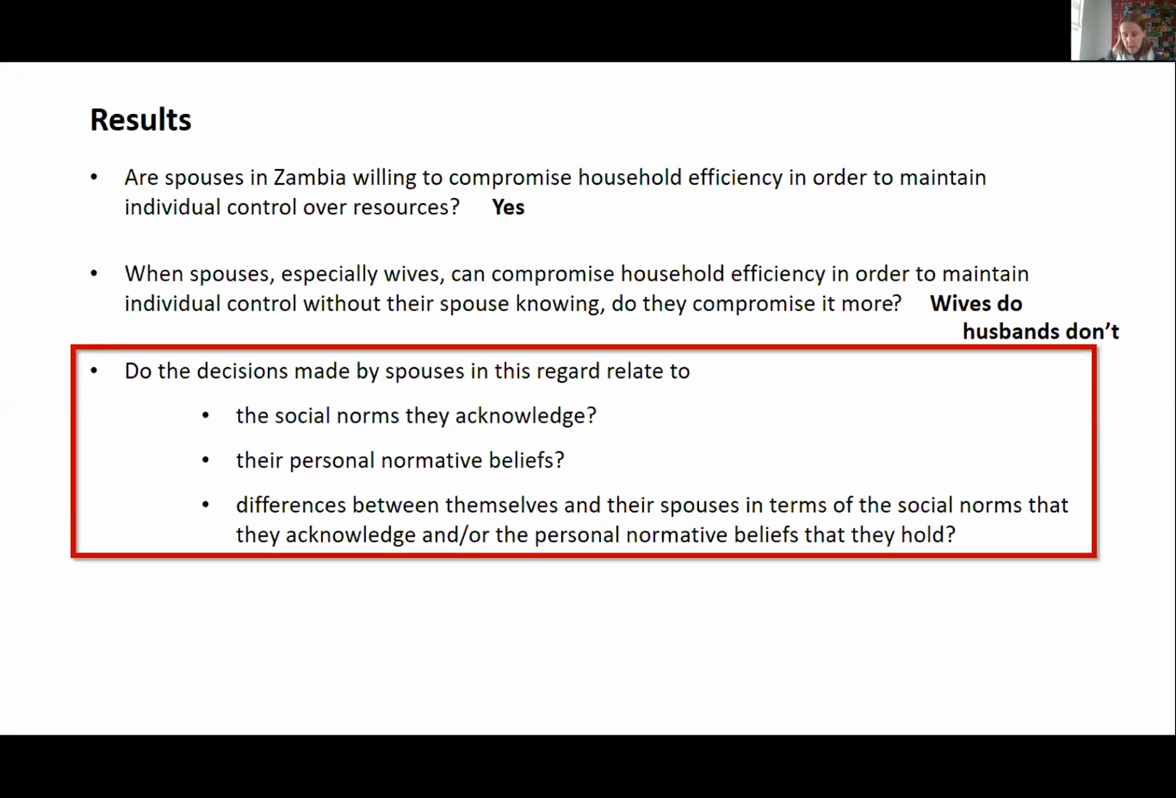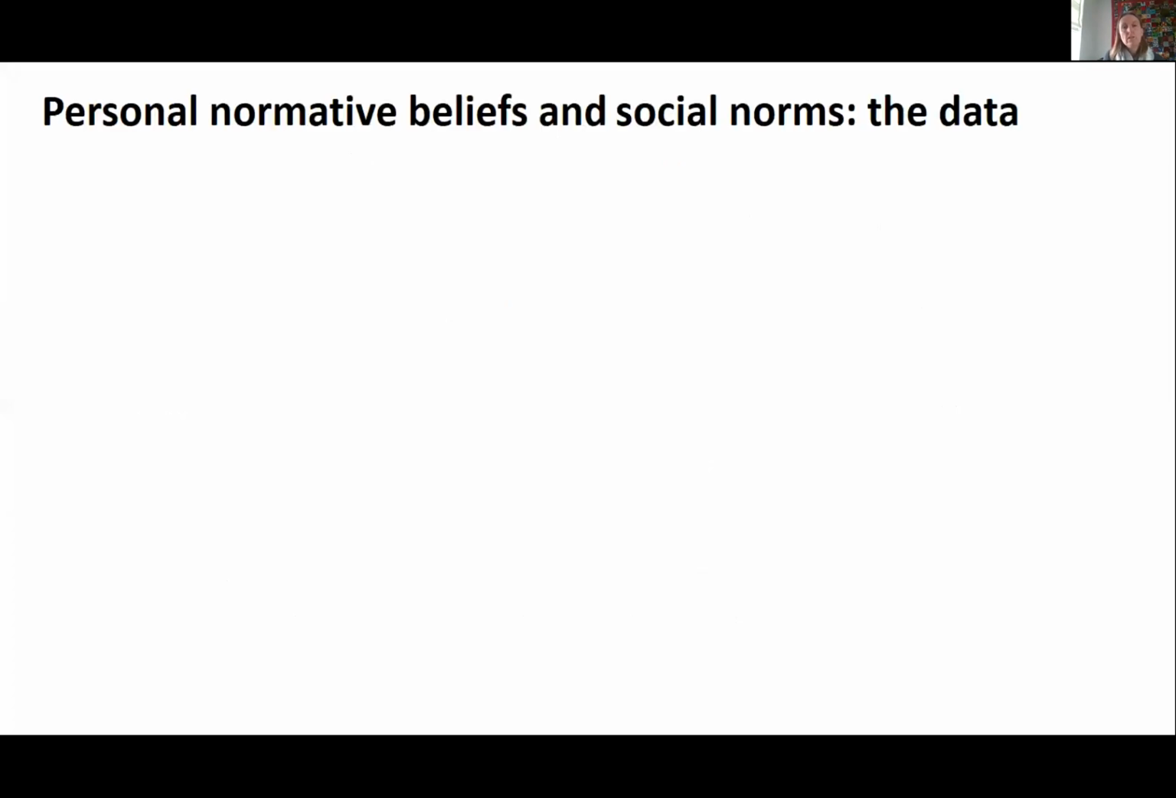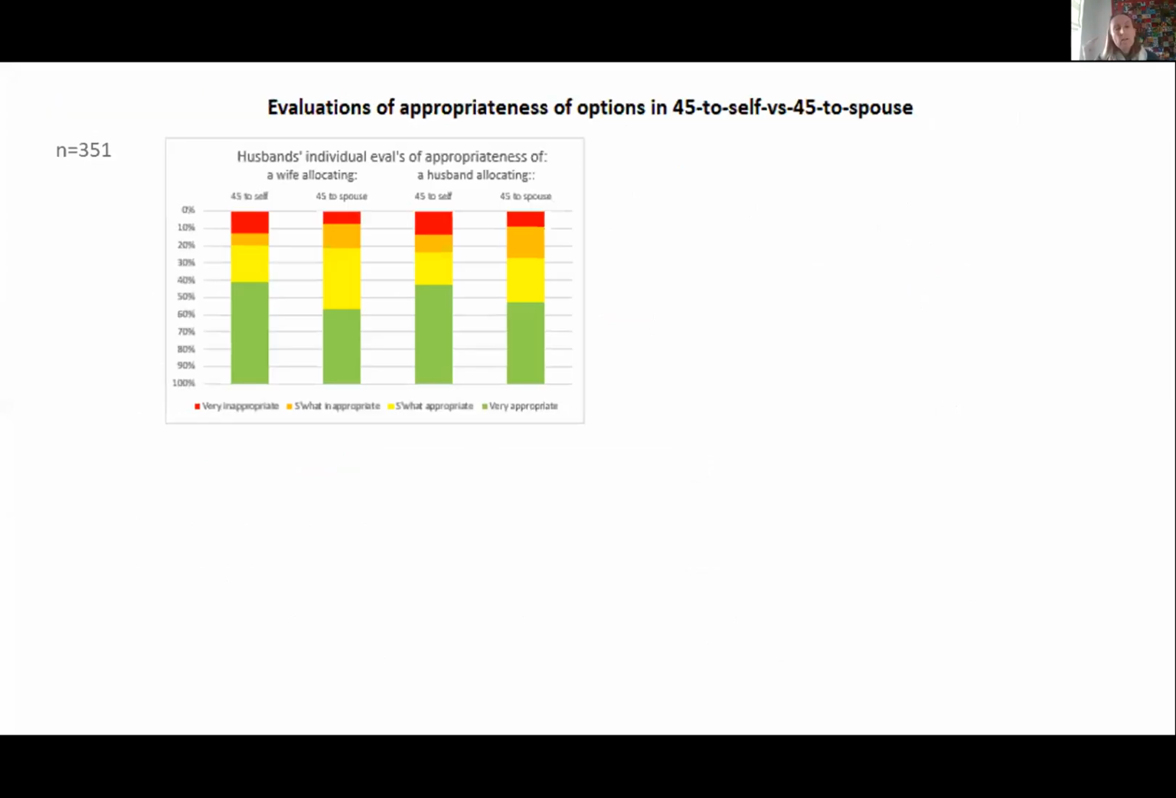There's a lot to do here. First of all, I'm going to show you the data. Here's the evaluative data relating to the personal normative beliefs and the social norms. I'm going to show you a lot of graphs like this. These are the husbands' individual evaluations, so there's no incentive to coordinate on a response here. Each of these 4 columns in this panel relates to one of those questions.